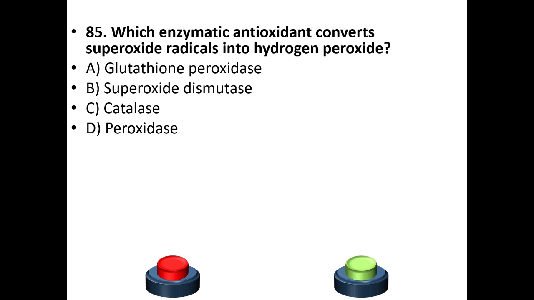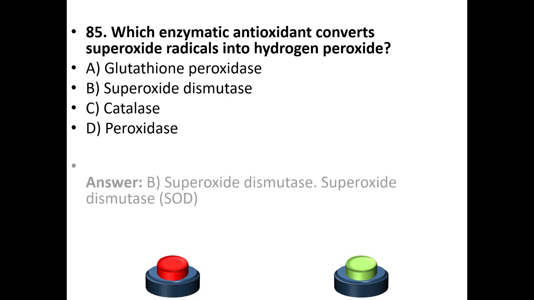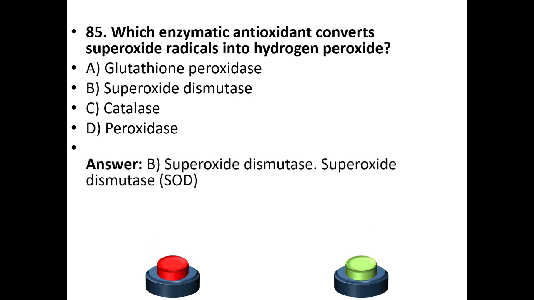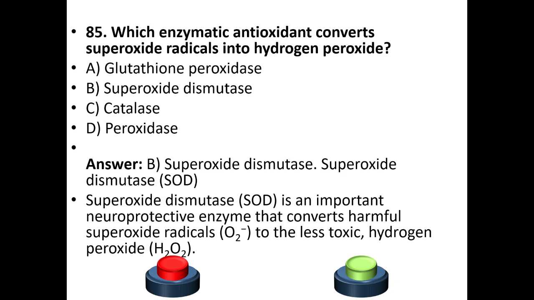85. Which enzymatic antioxidant converts superoxide radicals into hydrogen peroxide? Glutathione peroxidase, superoxide dismutase, catalase, peroxidase. Which is the answer? Your answer is B, superoxide dismutase, SOD. Superoxide dismutase is an important neuroprotective enzyme that converts harmful superoxide radicals to the less toxic hydrogen peroxide.